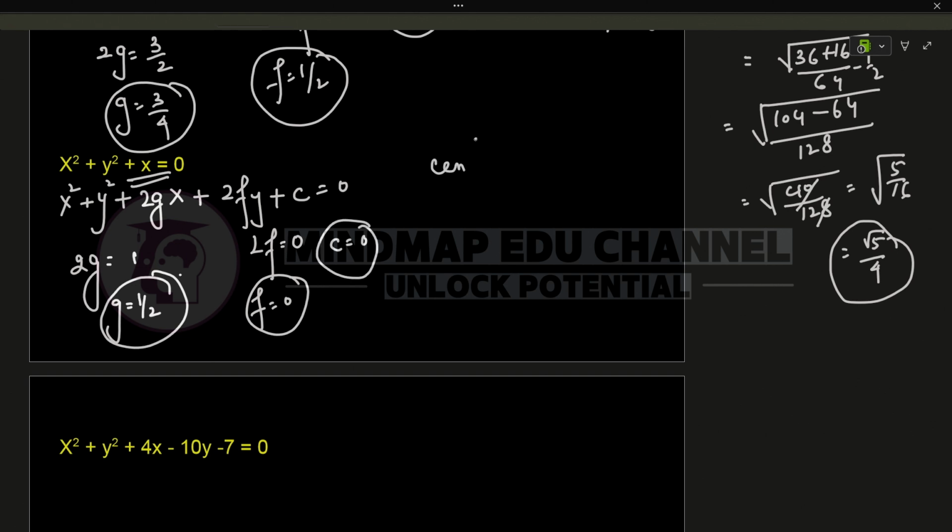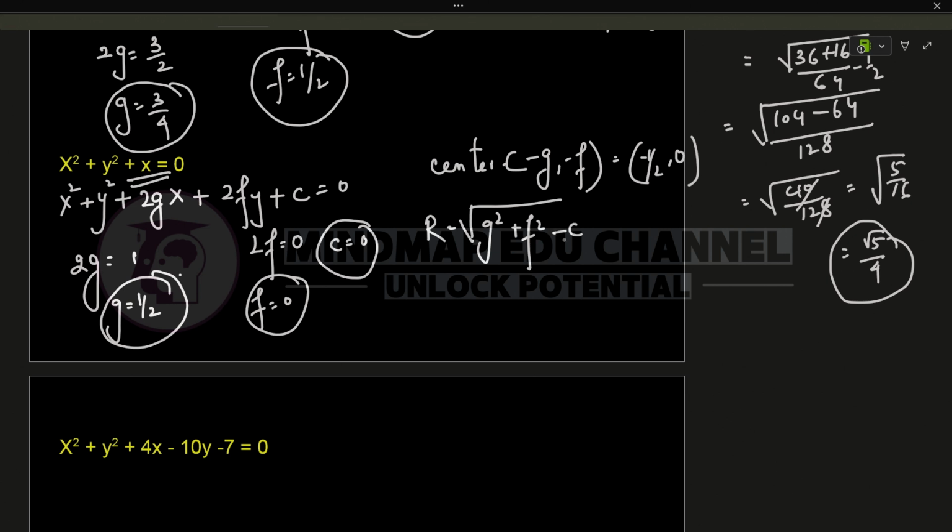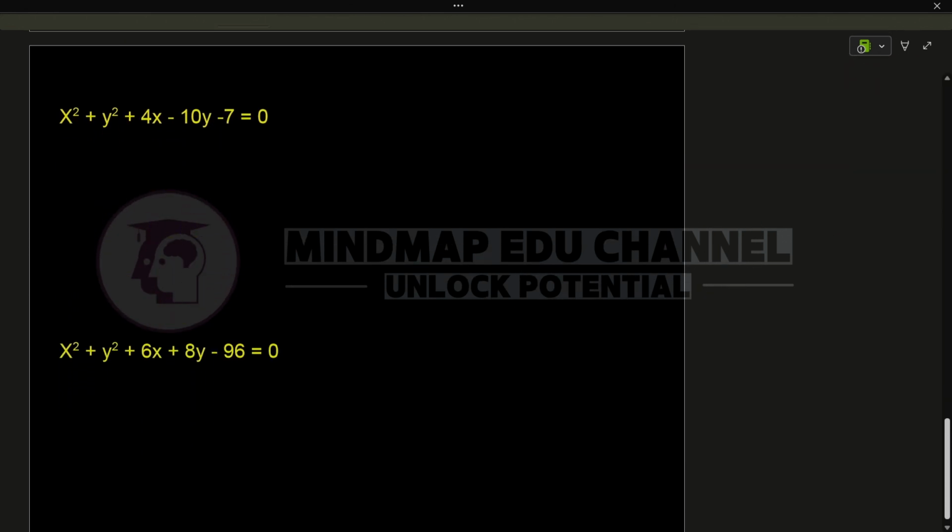In the same way, the value of c is 0. So the center will become minus g, minus f, that is minus 1 by 2, and f is 0. So the center is minus 1 by 2, 0. Let's calculate the radius now. So square root of g square plus f square minus c. And what is g? g is 1 by 2, that means 1 by 4, plus 0 minus 0, and that will be 1 by 4, and the square root is 1 by 2. So the radius is 1 by 2 units. Let's see the next sum.